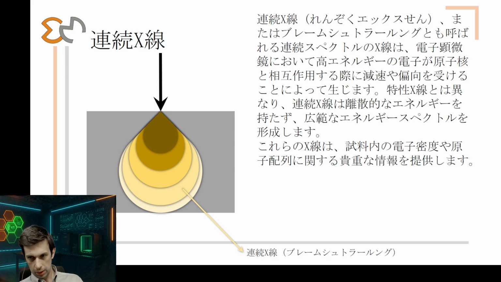Then we have the continuous X-rays, sorry, not cathodoluminescence yet. The continuous X-rays are produced by very high energy electrons, and they come from quite deep inside the samples. They don't have a specific energy, so they don't form spikes of specific energies. They generate a continuum, and they give more information about electron density and atomic arrangement in the sample.